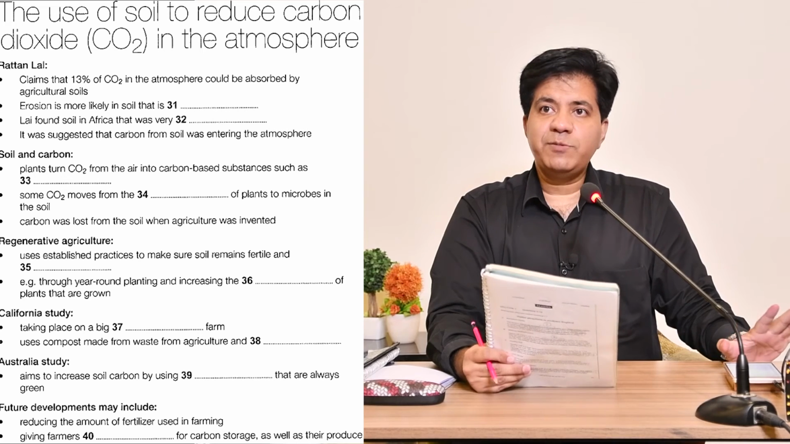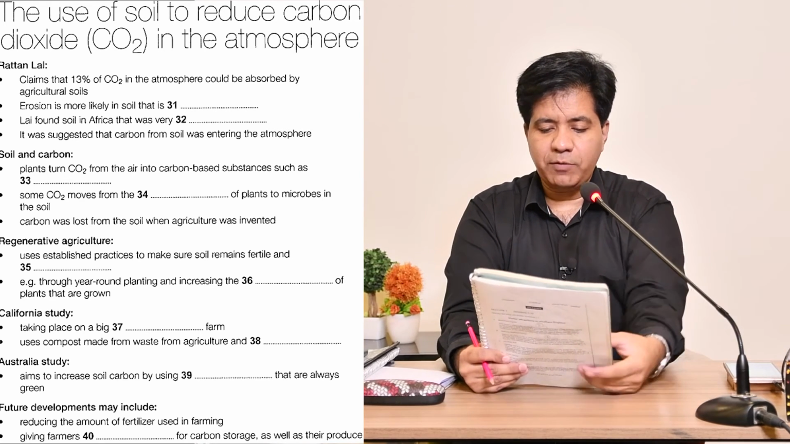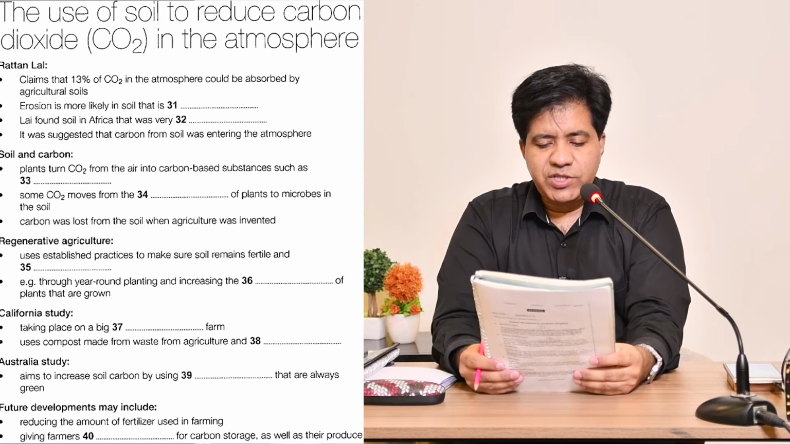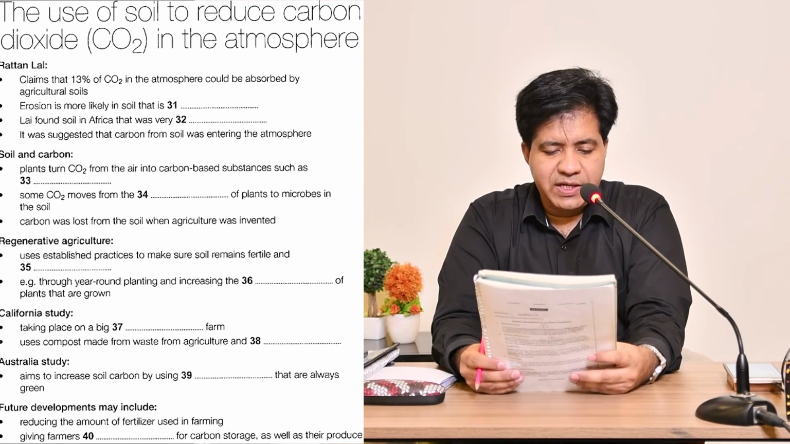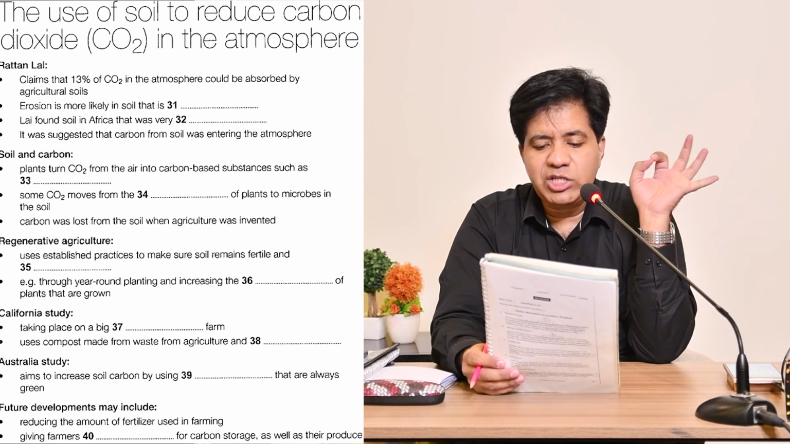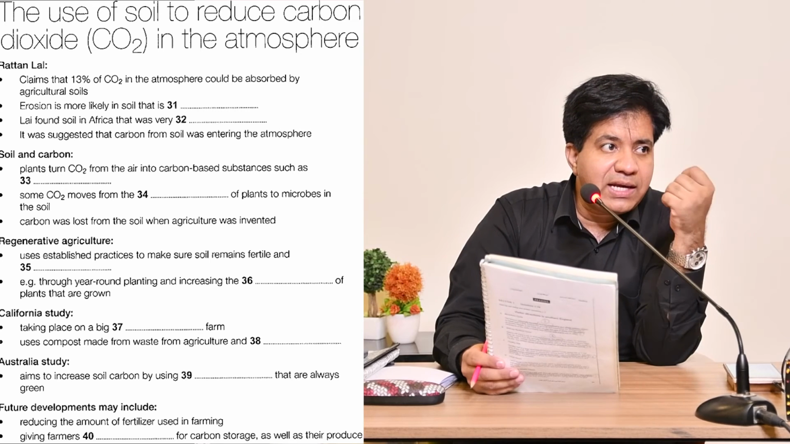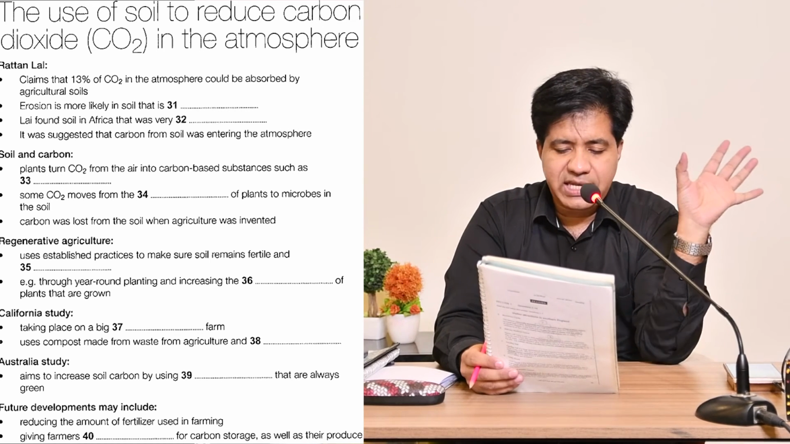Yeah. And waste produced in gardens such as means for example. So leaves will not be the answer, gardens. Question number 39. Australia study aims to increase soil carbon by using dash that are always green. Something that is always green. Let's see what that is.